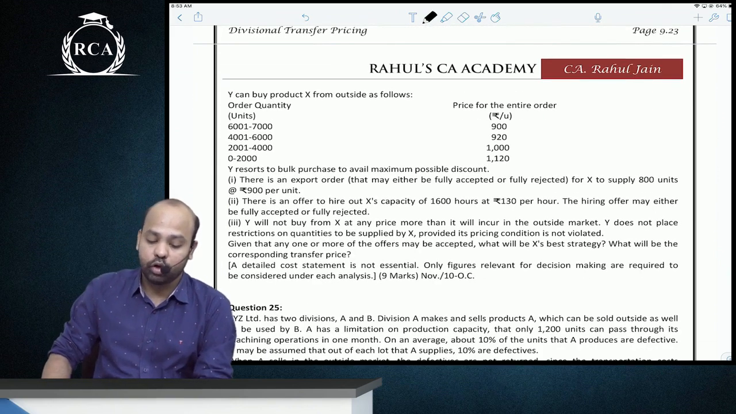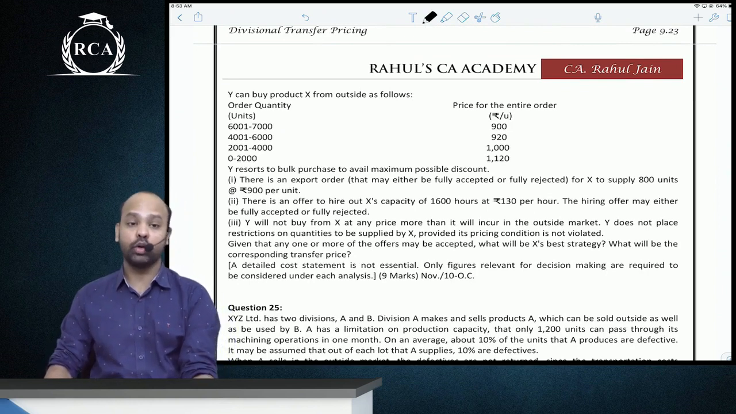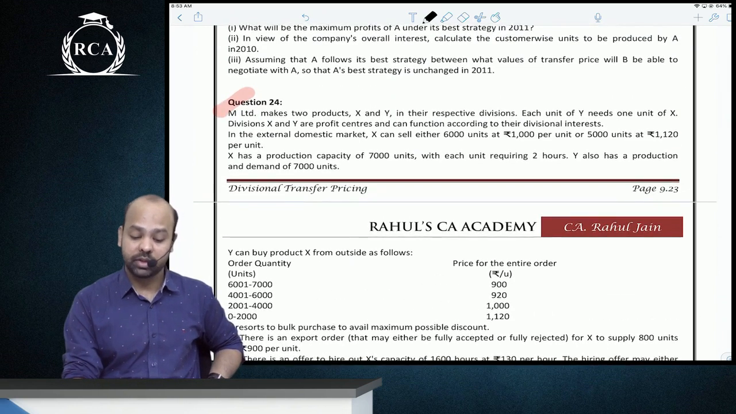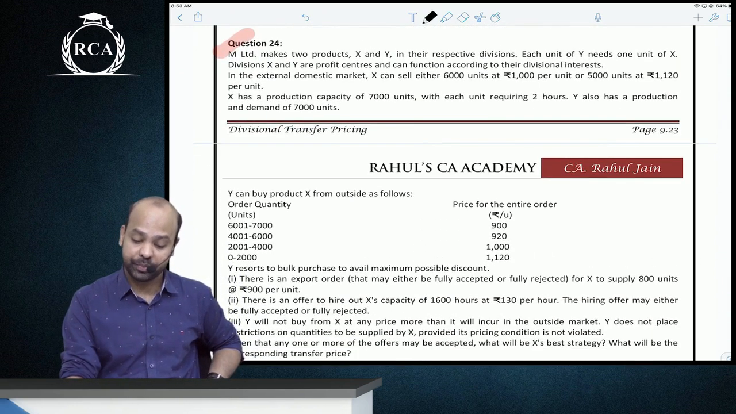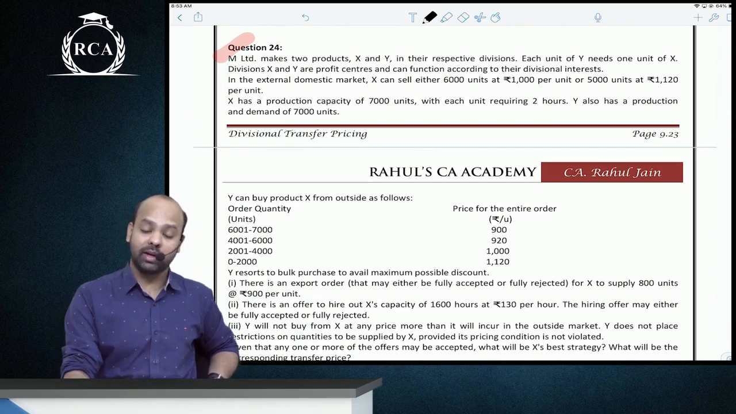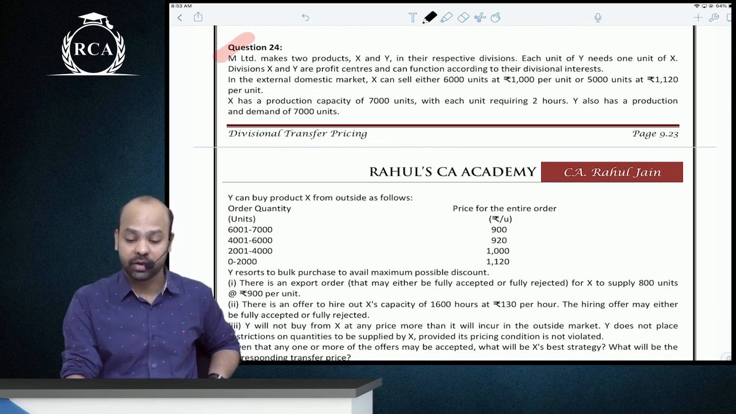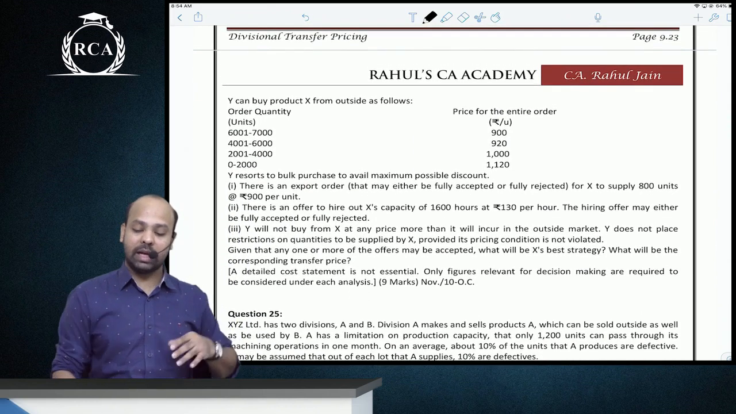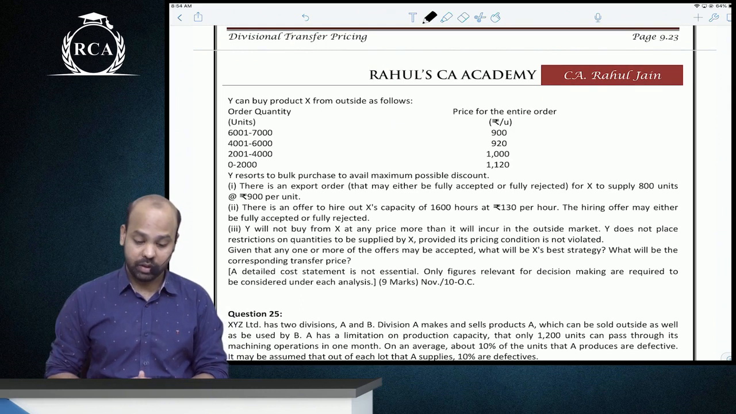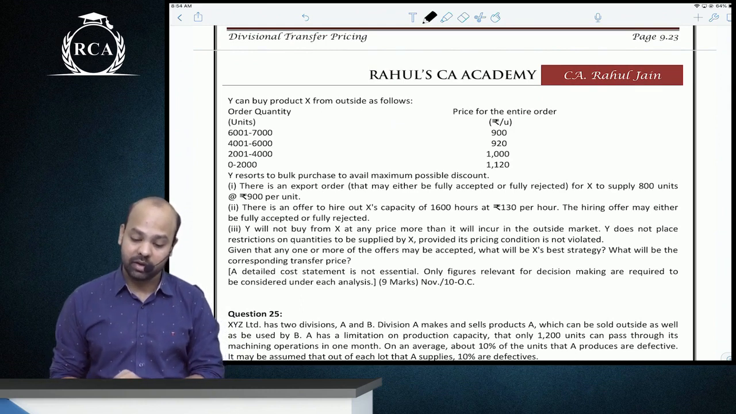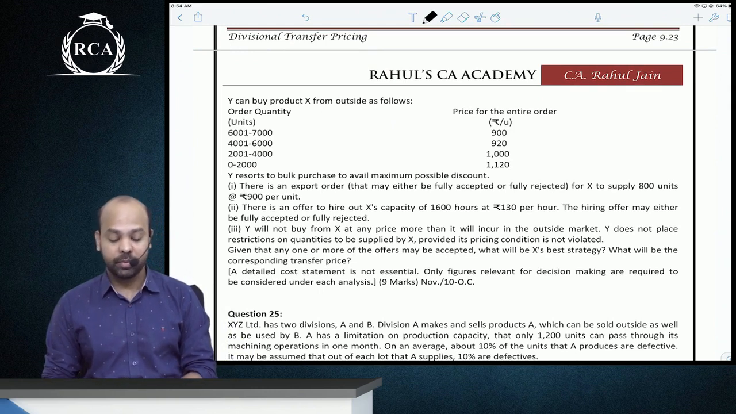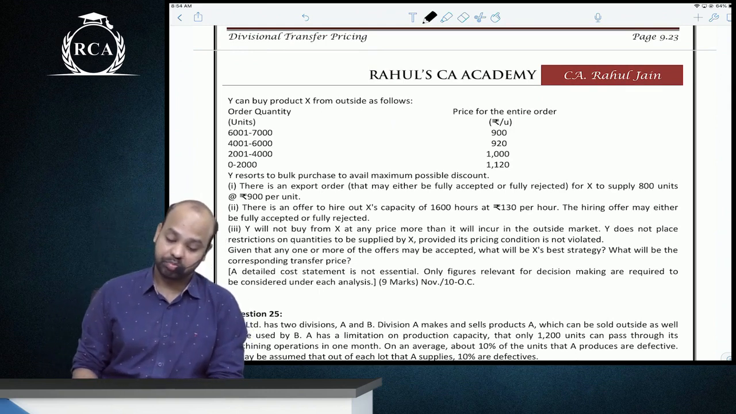There is an export order that may either be fully accepted or fully rejected for X to supply 800 units at 900 rupees per unit. Apart from division X having an option of selling 6,000 units at 1,000 rupees in the market or 5,000 units at 1,120, there is an option wherein it can sell 800 units at 900 rupees. There is an offer to hire out X capacity of 1,600 hours at 130 rupees per hour. The hiring offer may either be fully accepted or fully rejected.